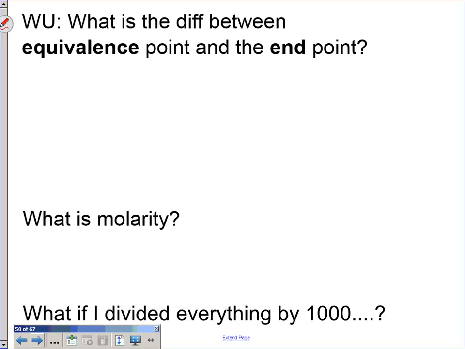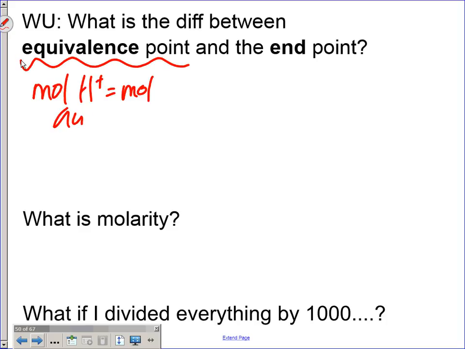Okay, so first off the bat, raise your hand if you can tell me the difference between equivalence and endpoint one more time. This is a big piece of information that I'm going to hammer with you guys. Equivalence point, what's true? Shout it out. You should have just written this down. Thanks, Cameron. Great, so the moles of acid equal moles of base. Oops, moles of hydroxide or base, okay? Okay, and let's go, someone from this table, tell me what the end point is.